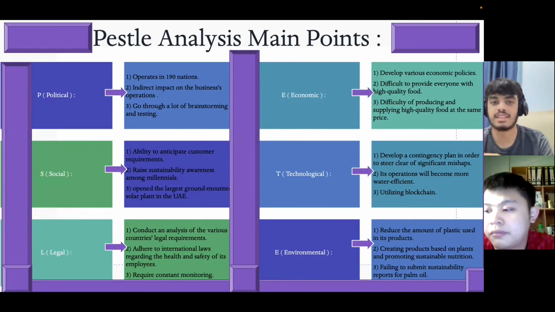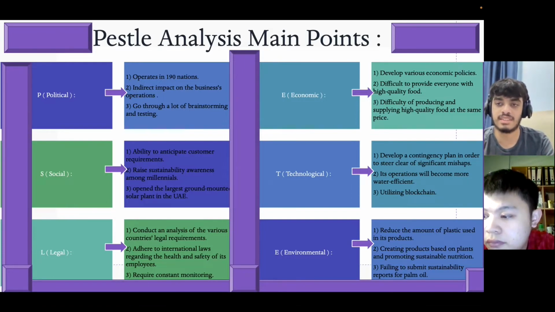The second last factor of the PESTLE analysis we found would be developing a contingency plan in order to steer clear of significant mishaps and unfortunate situations.